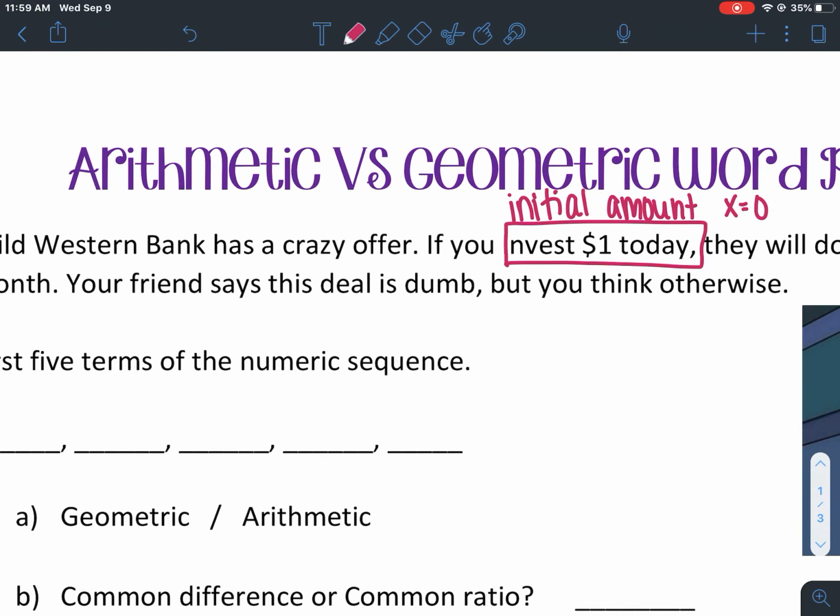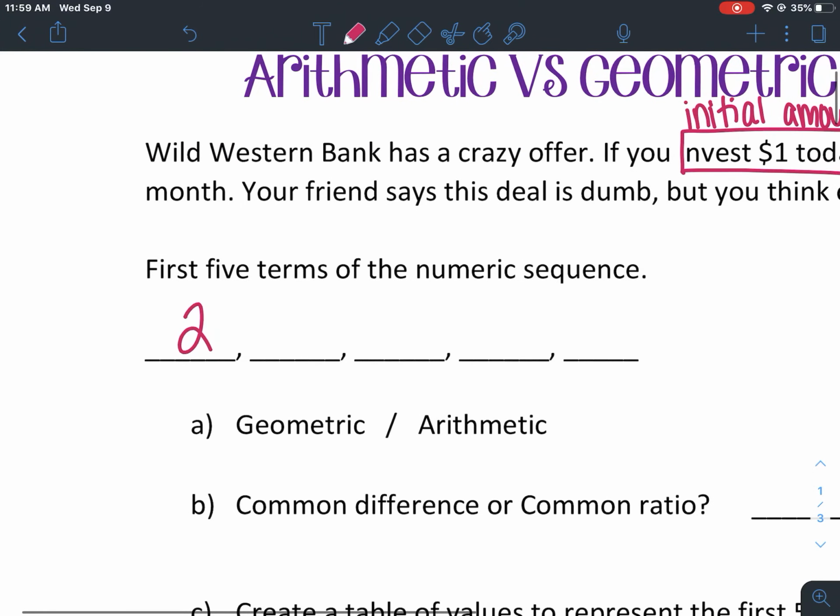Okay, so that is not our first term. Our first term will be after the first month, which will be $2. And then we're going to double that amount. We get $4. Double that, we get 8. Double 16, double to 32. So after the first month, you'll have $2. After the second month, you'll have $4. After the third month, $8. Fourth month, $16. And at the end of the fifth month, you'll have $32.